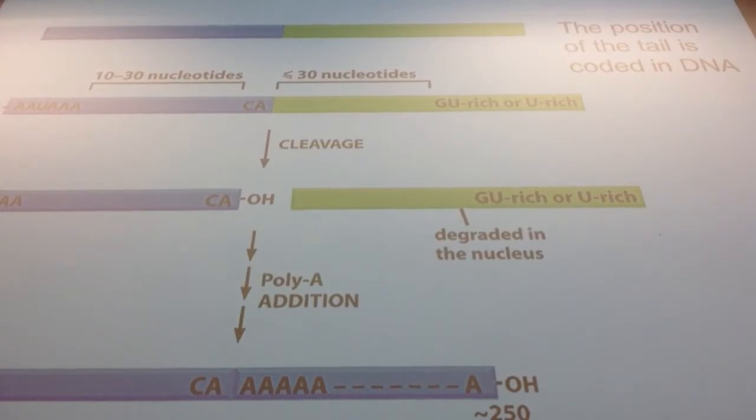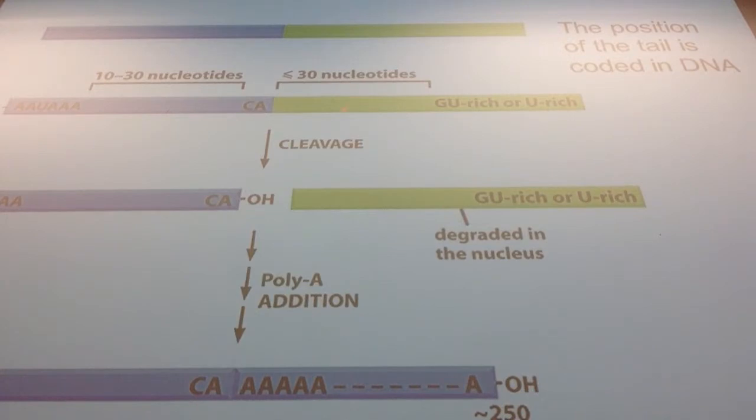Poly-A tail. So here's the entire primary transcript right here. There is a site that is referred to as the polyadenylation site that is found somewhere within the RNA, maybe not right smack in the middle. This is not to scale, by the way. It's somewhere within the primary transcript. It's not found in the DNA. It's only found within the primary transcript.